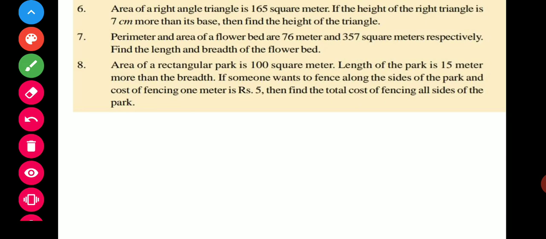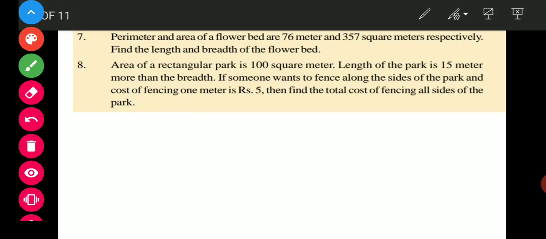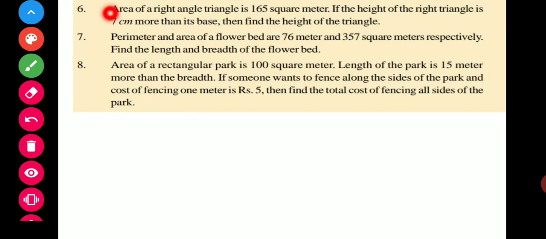This one, question number 6. The sixth question is, area of a right angle triangle is 165 square meter. If the height of the right triangle is 7 centimeter more than the base, and the area is given as 165. So how can we solve this? Let's see how this will be solved.